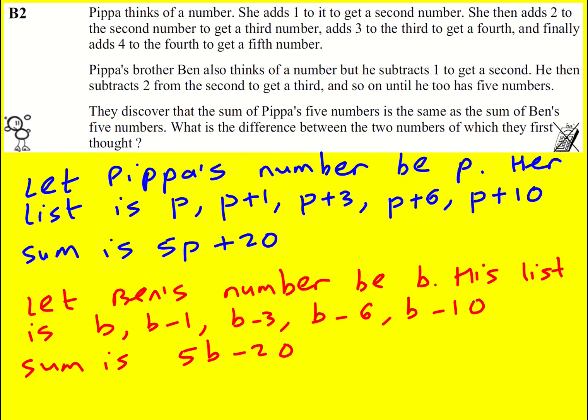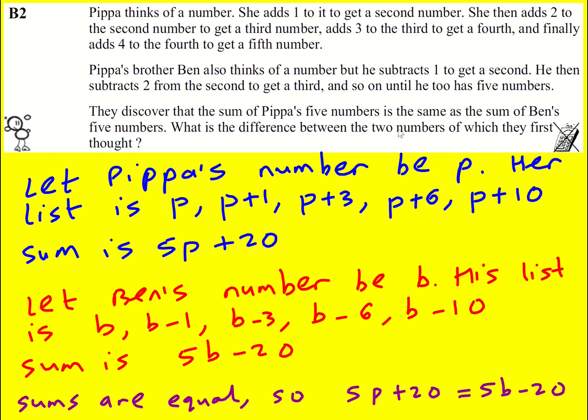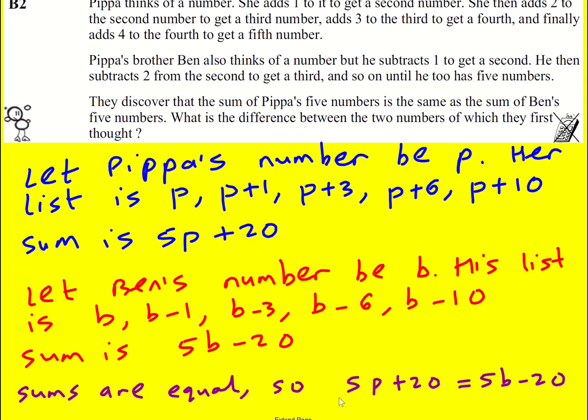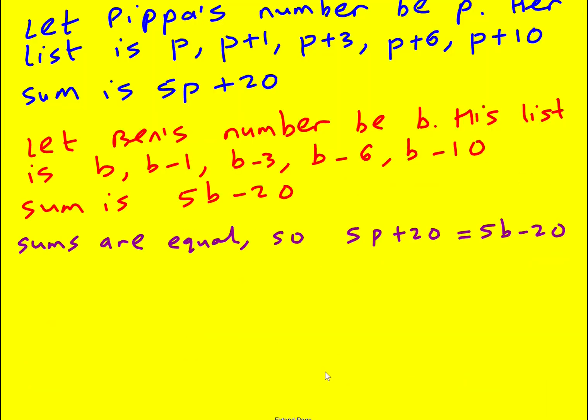So we're now told that the sum of these numbers are the same. So that means we can set them equal to one another. 5p plus 20 equals 5b minus 20. And we're asked to work out the difference between the two numbers that they first thought of. So the difference between p and b.